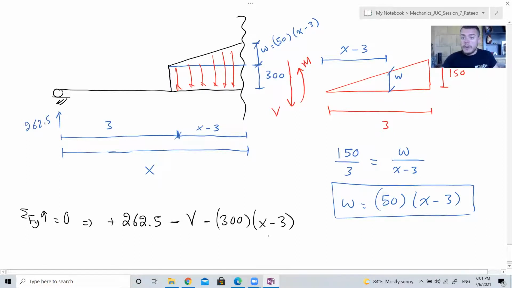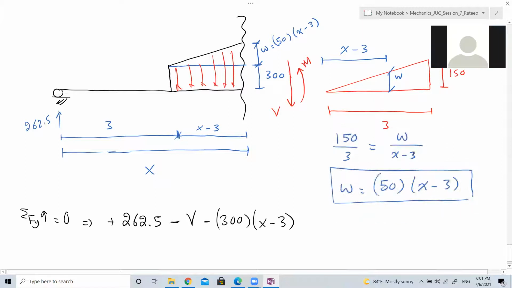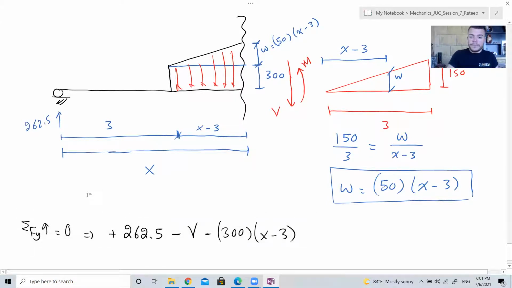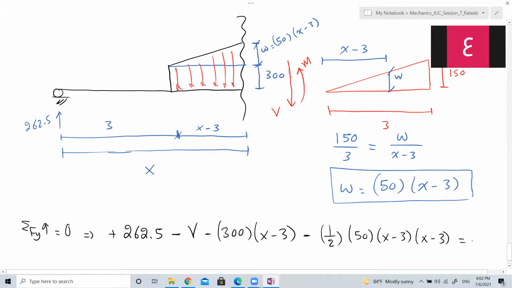Why do you want to divide by 2? It's a rectangle. Okay, I'm sorry. What about this triangle? 1 over 2 multiply 50 times x minus 3, multiply x minus 3. Thank you.